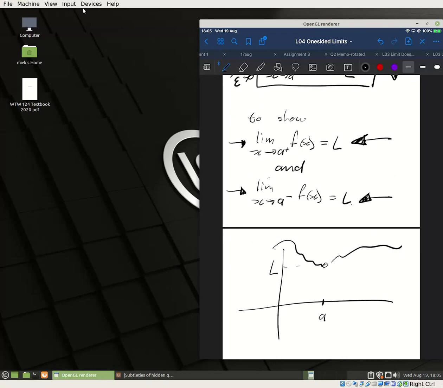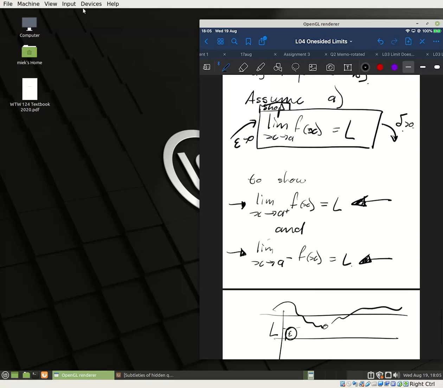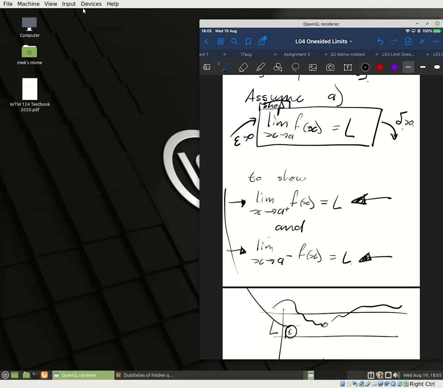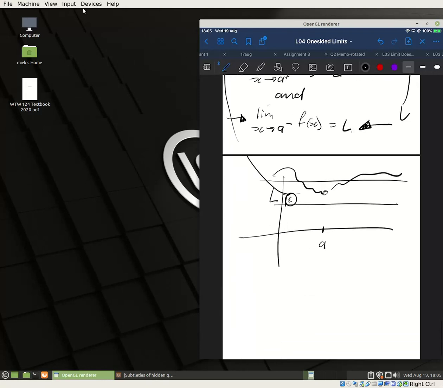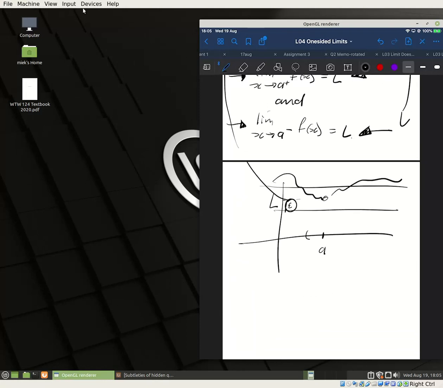So what will we do? We need to show for any epsilon, so we fix any epsilon, and we look at this strip of radius epsilon around L. We take this arbitrary epsilon, we take it to our shop up here, and we buy a delta. This tells us that there exists a delta, so that if we look at all the values that are within a delta distance of a, the function values all lie within this epsilon strip.